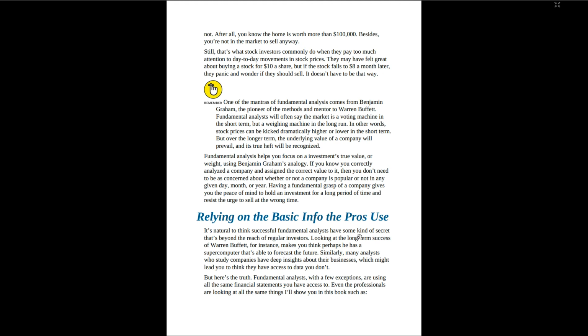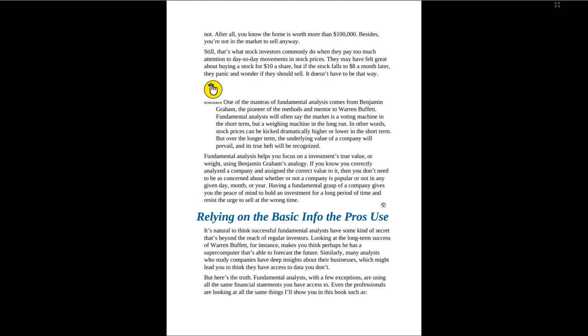Relying on the basic info the pros use. It's natural to think successful fundamental analysts have some kind of secret that's beyond the reach of regular investors. Looking at the long-term success of Warren Buffett, for instance, might make you think perhaps he has a supercomputer that's able to forecast the future. Similarly, many analysts who study companies have deep insight about their businesses, which might lead you to think they have access to data you don't.